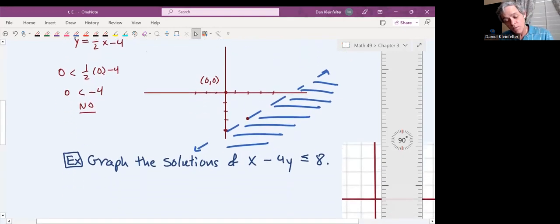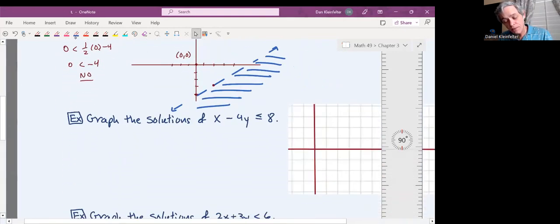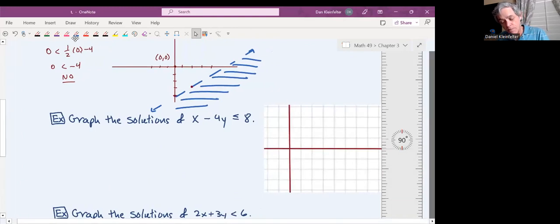All right, here's one more for us to try. In fact, why don't you try this one? Pause the video and try this one yourself, and then restart the video and see how you did.